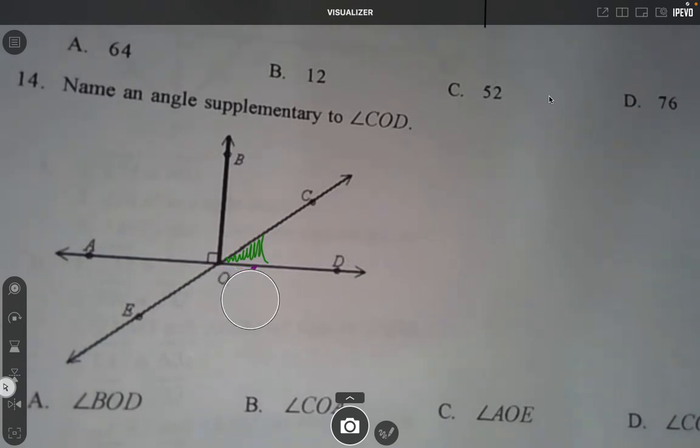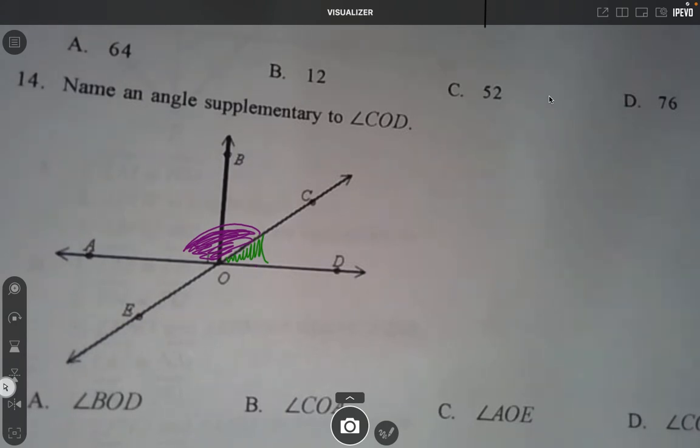So let's try the other angle. What other one, this one right here, would make it a straight line? What angle is this one? AOC. Or they actually called it COA. That's what it's asking for. They give you a piece of the straight angle. You have to find the rest of the straight angle.